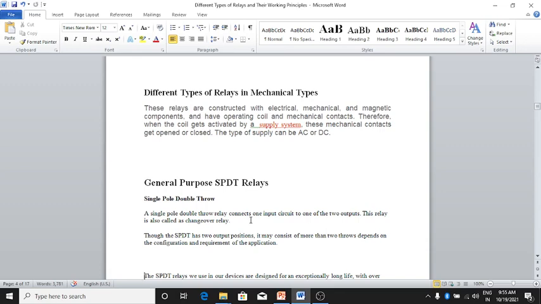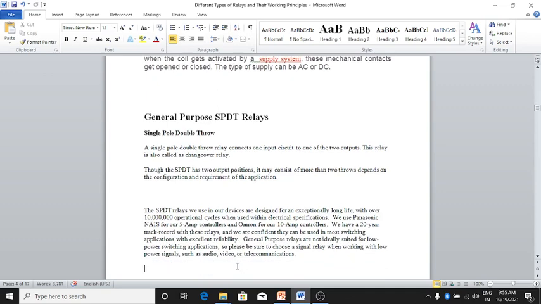These relays are also called change over relays. Though the single pole double throw has two output positions, it may consist of more than two throws depending on the configuration and requirement of the application.